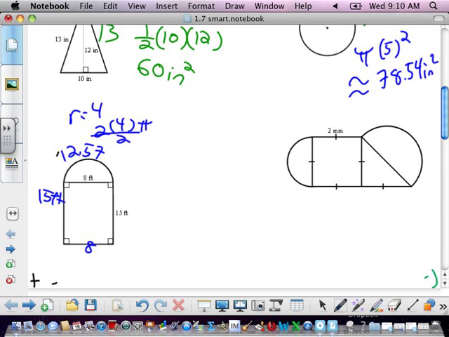Okay, now we're just going to add it up. 15 plus 15 plus 8 plus 12.57 gives us 50.57 feet.